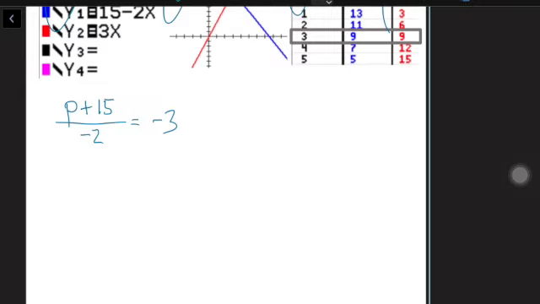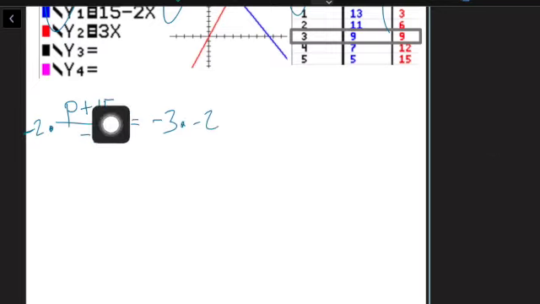The way you would read that to yourself is p plus 15 divided by negative 2. Try to get in the habit of saying divided by instead of over when you're reading a fraction. So the p plus 15 are stuck together up here in the numerator. We want to get rid of this part first. It's down here by itself. So we are going to multiply both sides by negative 2.